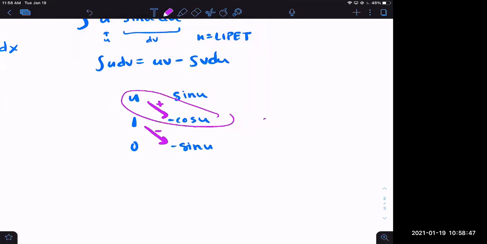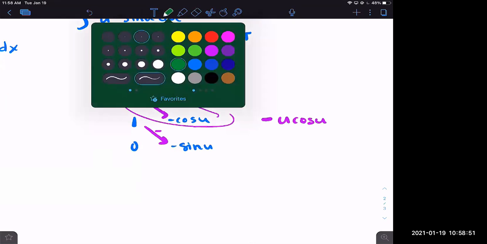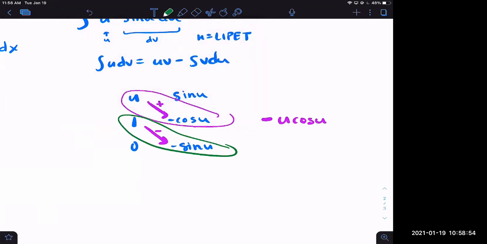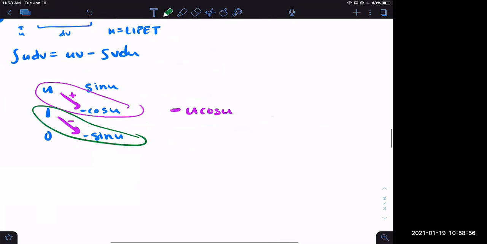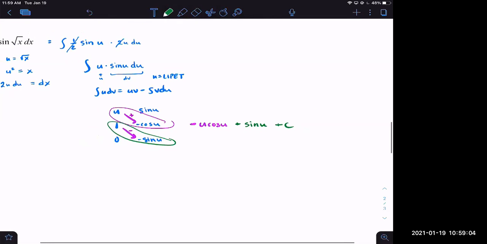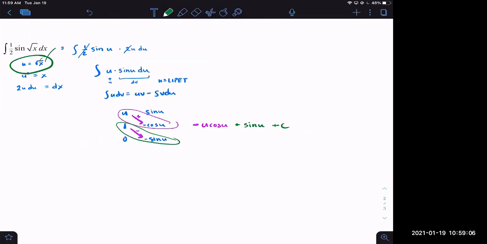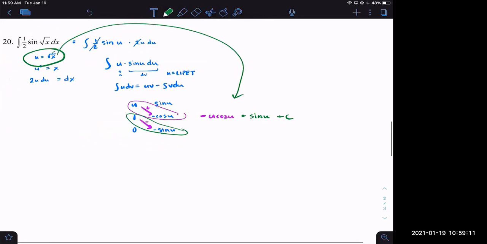So if we multiply those, we have a negative u cosine of u. And then we multiply these ones together, but the negatives multiply and become positive. So I get a positive sine of u plus a constant. What's my last step I still have to do? Yeah, so we come back, make sure to finish by plugging that back in. So I would have negative square root of x times cosine of root x, plus sine of root x plus c.